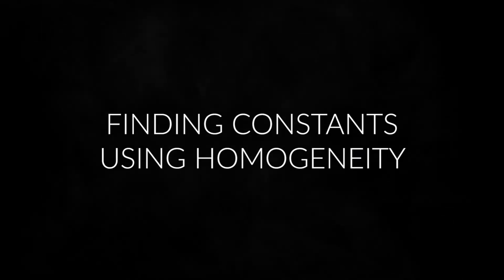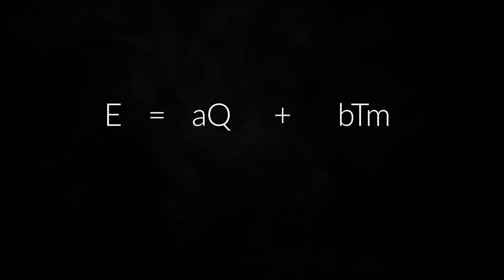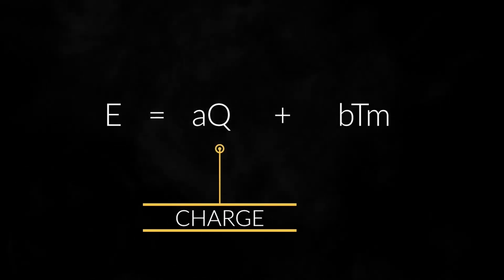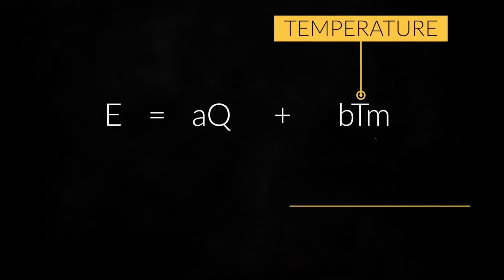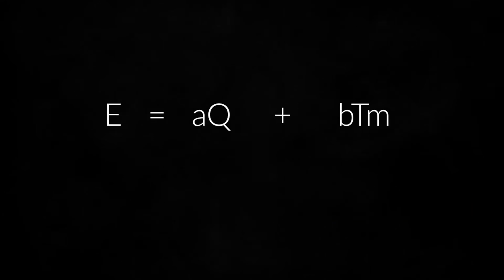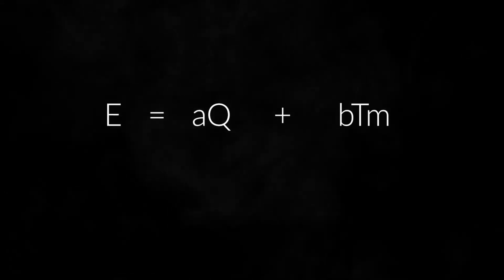Now we can use our understanding of homogeneity of equations to figure out what the units of a constant within an equation are. So for example, if I have an equation which is energy is equal to constant A into charge Q plus constant B into temperature T into mass M. I can find out what the constants of this equation are in terms of units, and then I can use those units to figure out what quantities they're referring to.